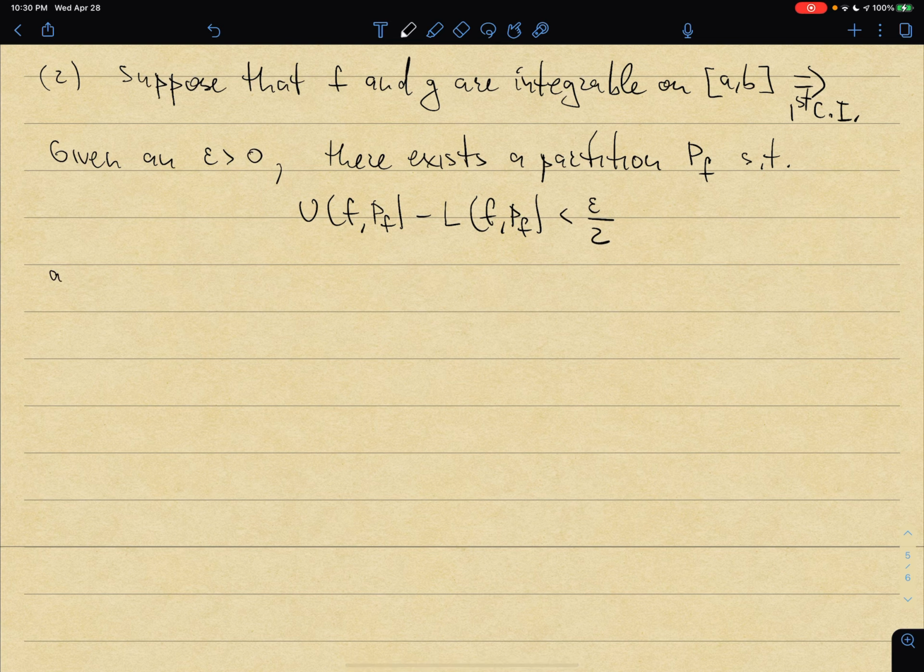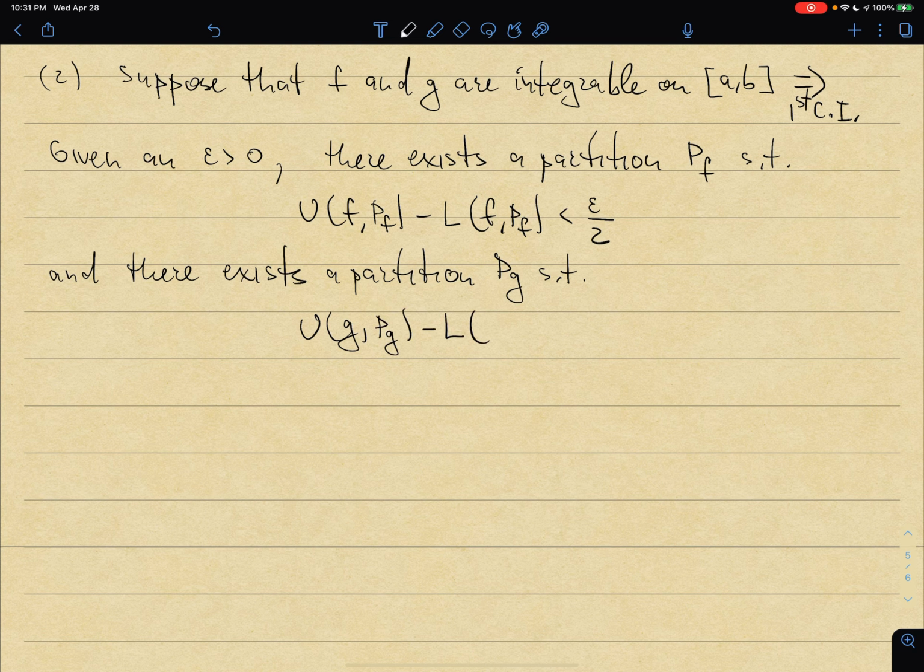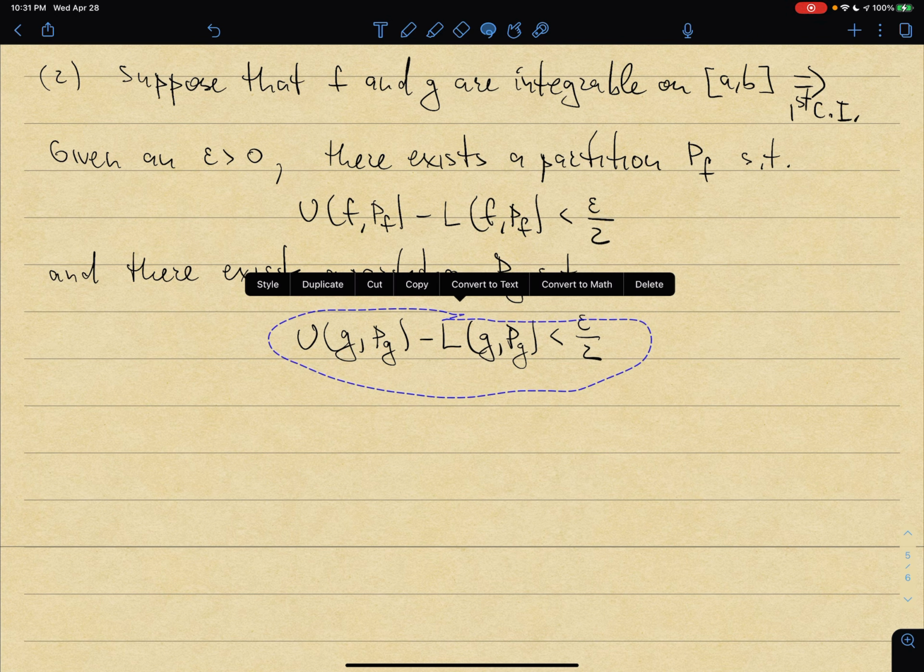and there exists another partition of AB, let's call it PG, such that U of G PG minus L of G PG is less than epsilon over 2, right? I'm just writing the first criterion of integrability for both functions f and g.